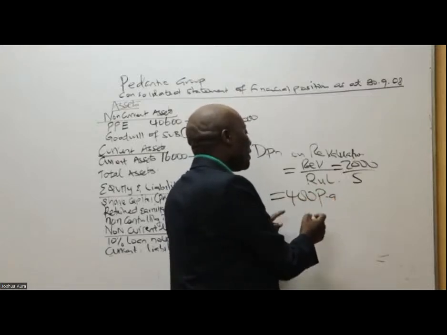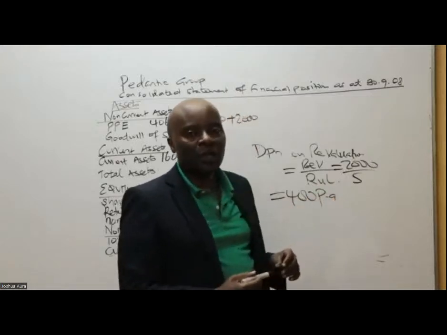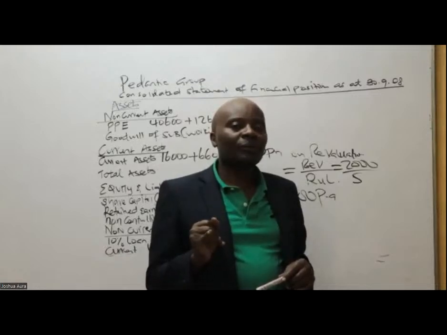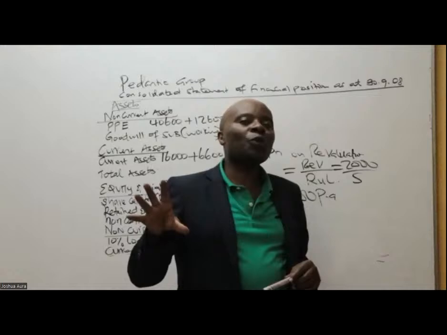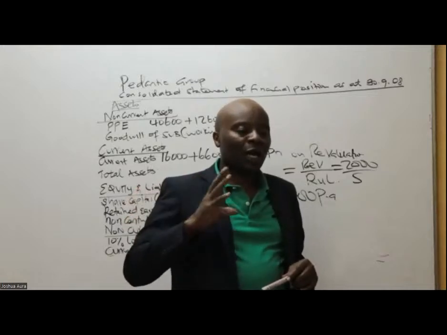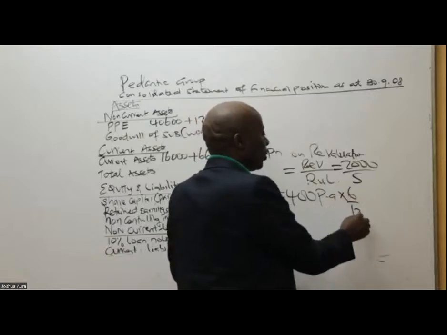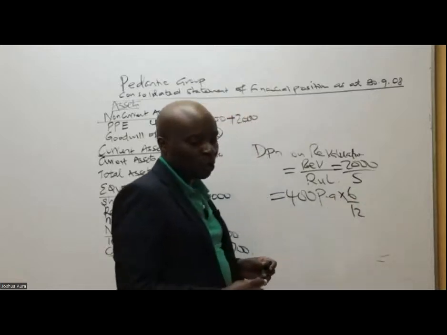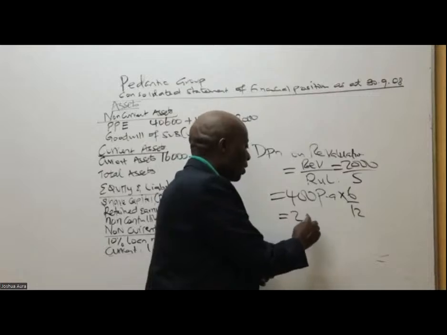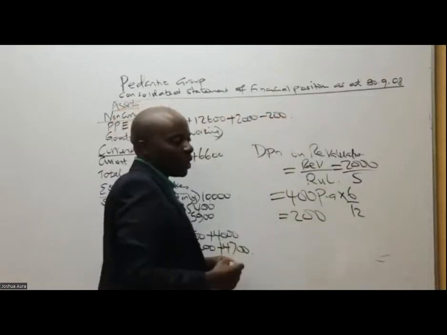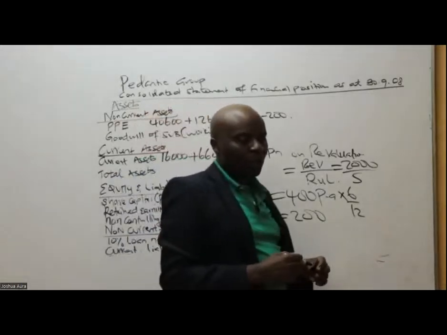But don't forget that this asset belongs to the subsidiary, and we stayed with the subsidiary for only 6 months. And depreciation normally accrues with time. So I must come and time apportion this to get the true depreciation figure that we should charge, which is 200. So what do you know about depreciation? You will come and subtract. Depreciation is loss in value.